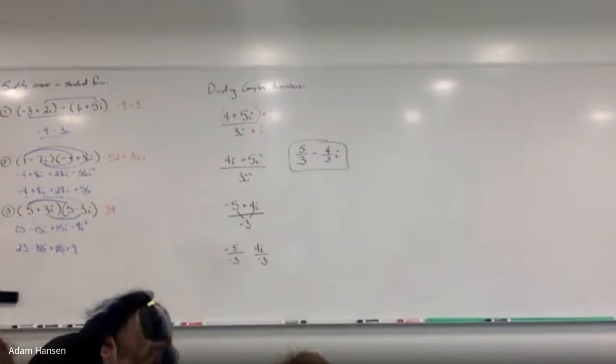Really all we're doing in division of complex numbers is making it a real number on the bottom by multiplying times an extra i.